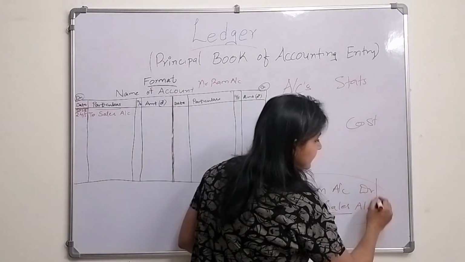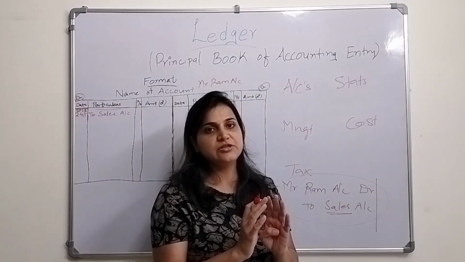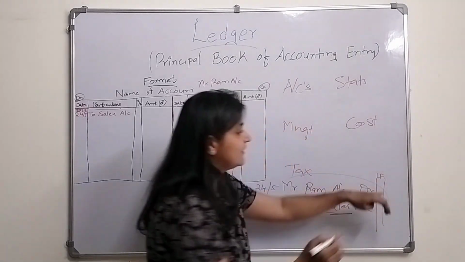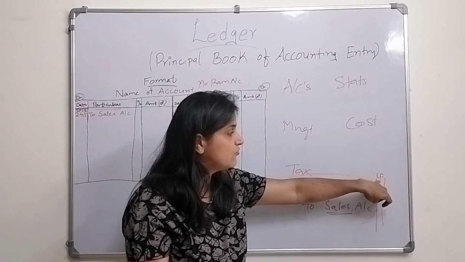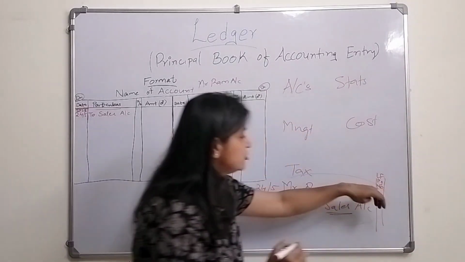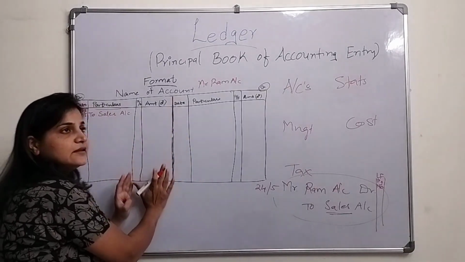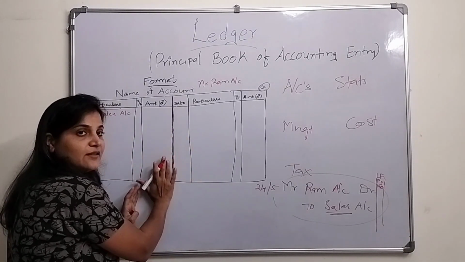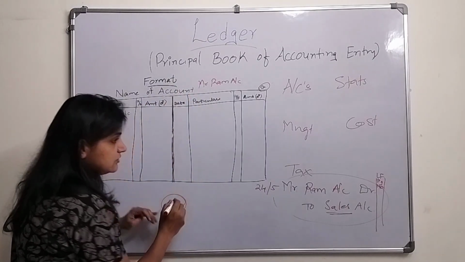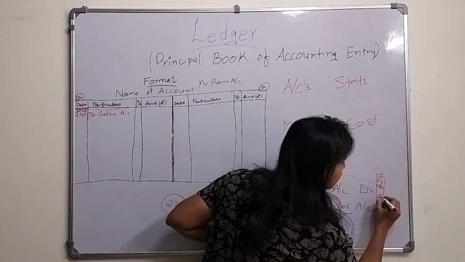If you remember in the previous video, I told you the format of the journal, and here we write LF. What is LF? Ledger folio. What does ledger folio number mean? This is the page number on which this particular account is. So when I am posting the transaction in Mr. Ram's account, let's say it is on page number 22. Okay, so this page number I am going to mention over here.